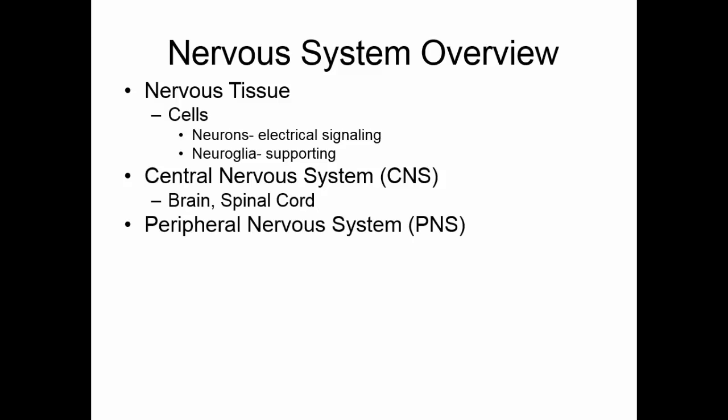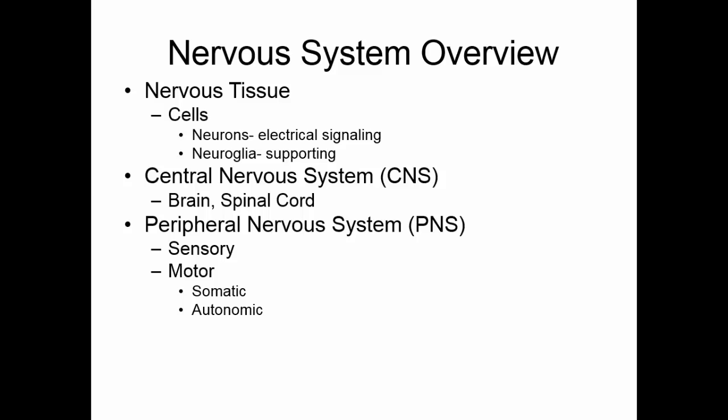And finally, we will look at the peripheral nervous system. These are the sensory and motor nerves. The sensory nerves bring information in. The motor nerves send information out. Now, the motor system can be divided into the somatic and the autonomic branches. The somatic branch will take care of conscious movements. The autonomic system will take care of unconscious movements.